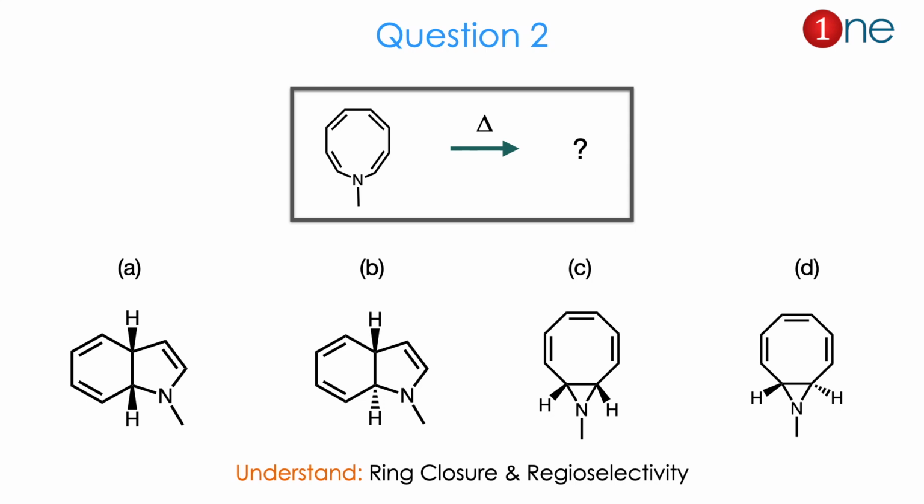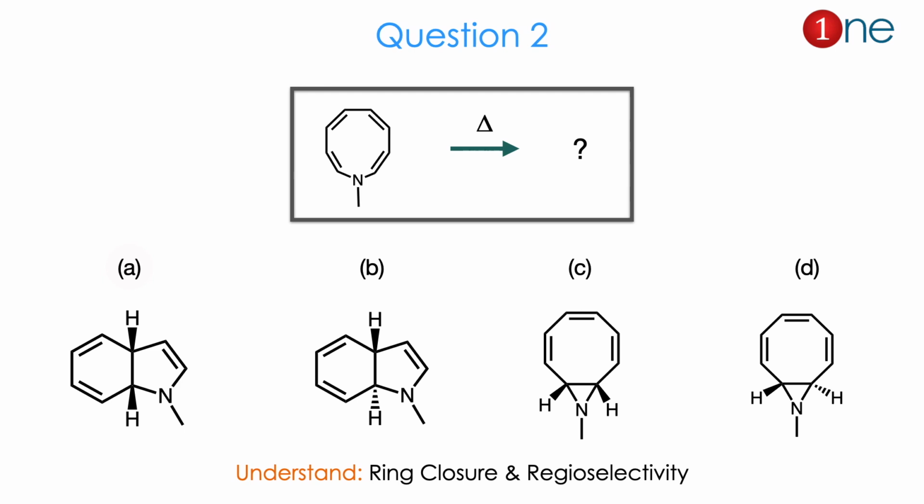Then question number 2. The starting material is a heterocyclic system with a 9-member ring and nitrogen as the heteroatom there. It is attached with methyl. You are in the heat condition. The products are given. In the products, ring closure mostly occurs. In which way the ring closure occurs is the real question.